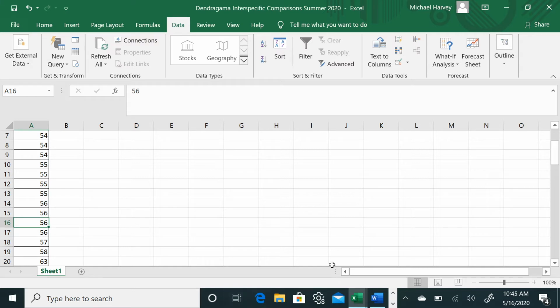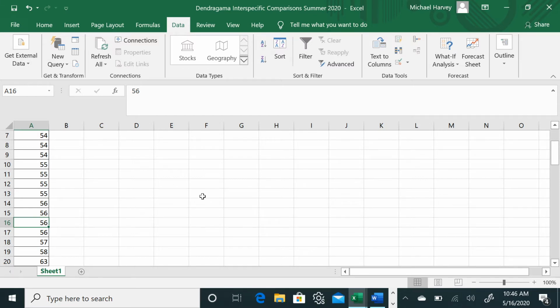All right? So that's what happened with the dendrogama, and the same thing happened with each of the species. In every case, when you look for the 80th percentile, you had two numbers that were the same, and so that number just became the 80th percentile.